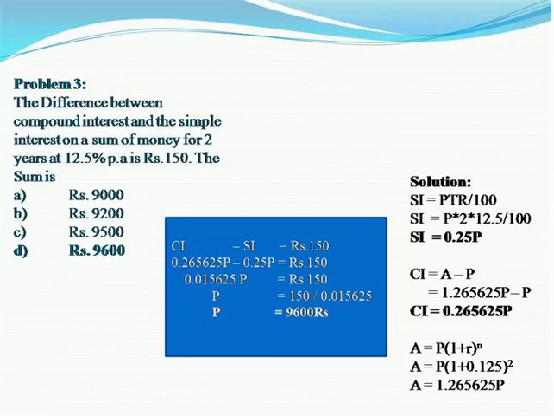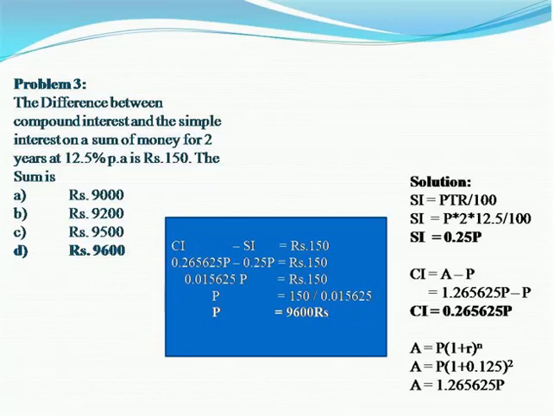So the difference between these two is 0.015625P, which is equal to 150. Therefore P is nothing but 150 divided by 0.015625. Therefore P is rupees 9,600. So therefore for this problem, the sum is rupees 9,600, that is option D.